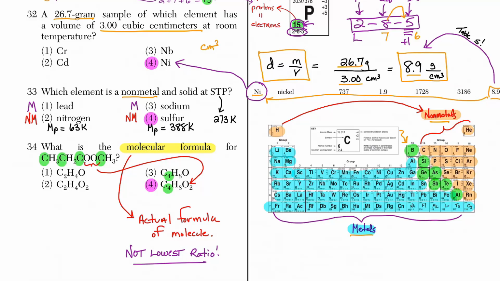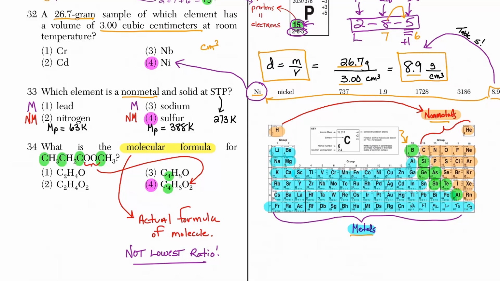So which one is a solid? I go to Table S again, and I look at their melting points. Nitrogen has a melting point of 63 Kelvin and sulfur is 388. Think with me for a second. They want to know which one's a solid at STP. Well, standard temperature is 273 Kelvin. So I need something that is a solid and hasn't melted yet.